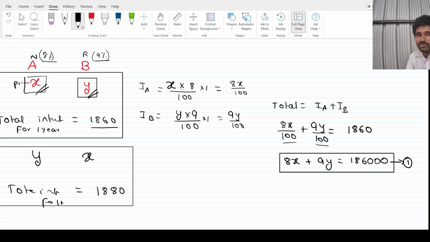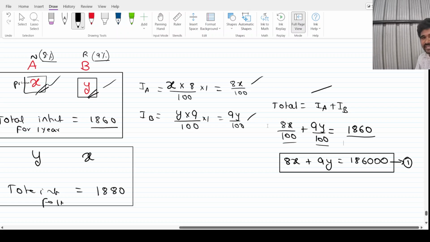How did we find it? First you wrote the amounts. After that you wrote the interest. After that we found the total interest. He said the total interest is this much. After that I multiplied 100 to everybody. Why? Because both the denominators are the same. That is the way. I can do LCM and proceed, that is your wish. Clear for everybody?